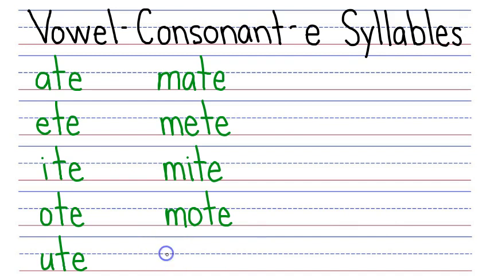And then you can have mute with an M that says M, a U that says U, a T that says T, and a silent final E. Mute. To mute is to deaden, muffle, or soften the sound of. So let's say these fast. Mate, meet, might, mote, mute.